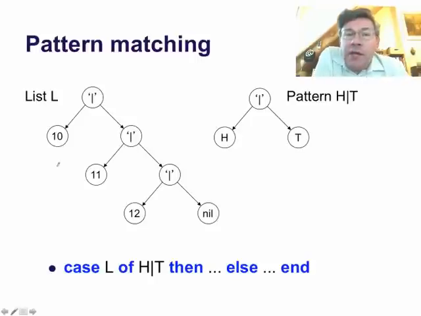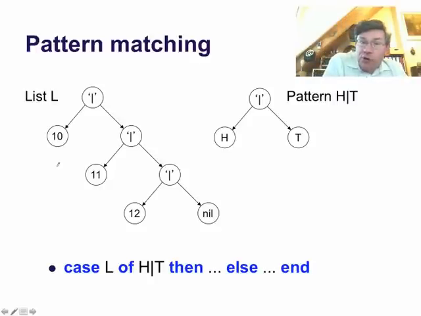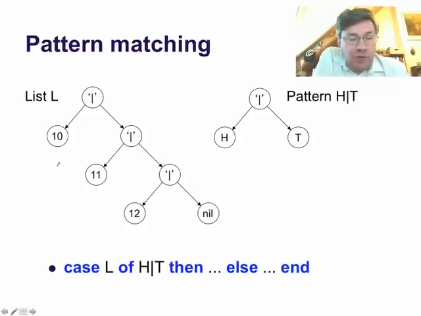So now that we've seen how to do calculations with lists using the .1 and .2 operations, now I'm going to show you a much better, a more visual way of doing calculations on lists. And this way is called pattern matching. And it's in fact supported by most symbolic programming languages.